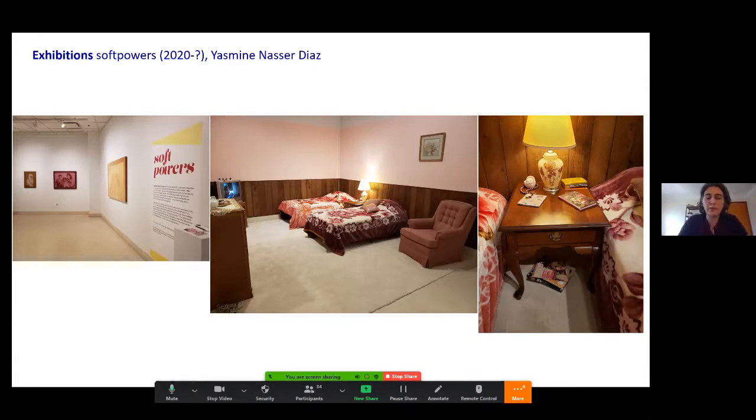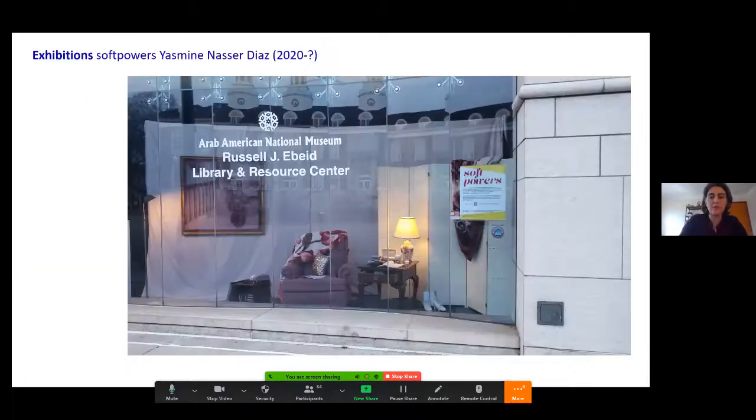COVID happened and we had to close on March 13th. So no one has seen this exhibit. I mean, the public has not seen it. And I just want to skip ahead for a second. We finally found a solution to giving the public some peek into her exhibit.